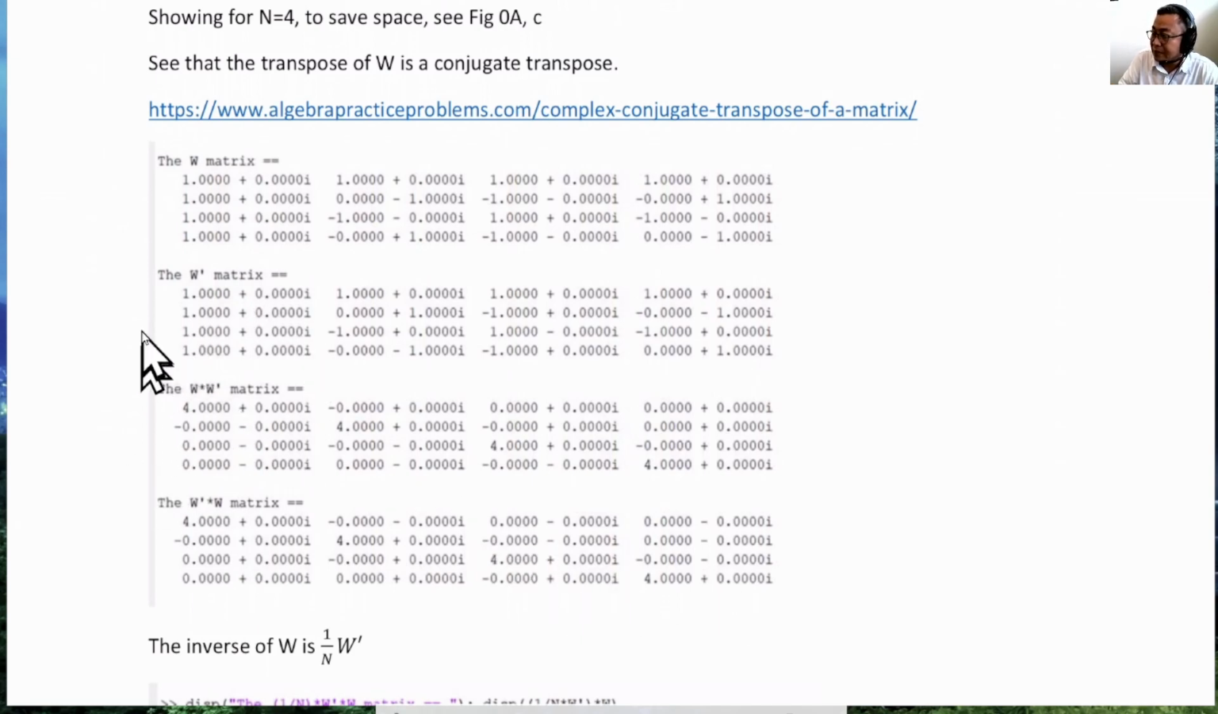Now, such a matrix whose inverse is its complex conjugate is called a unitary matrix. So the W matrix is a unitary matrix.